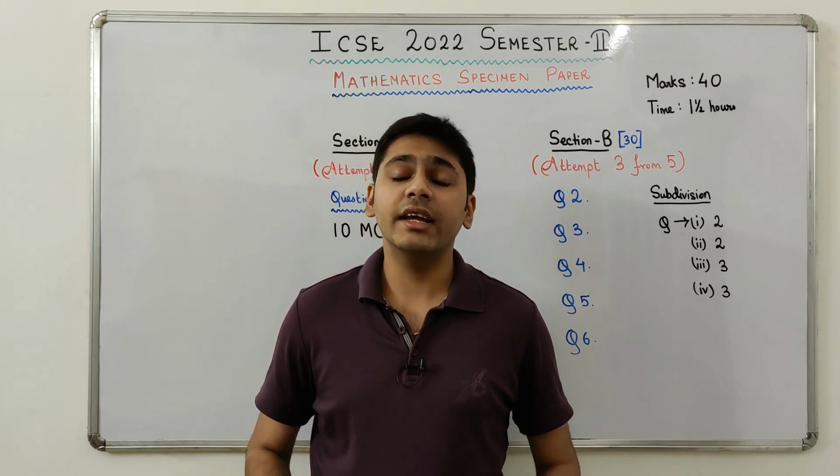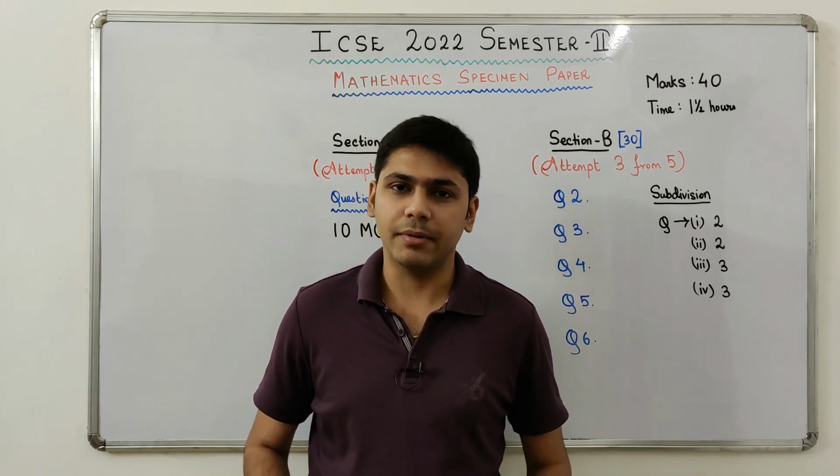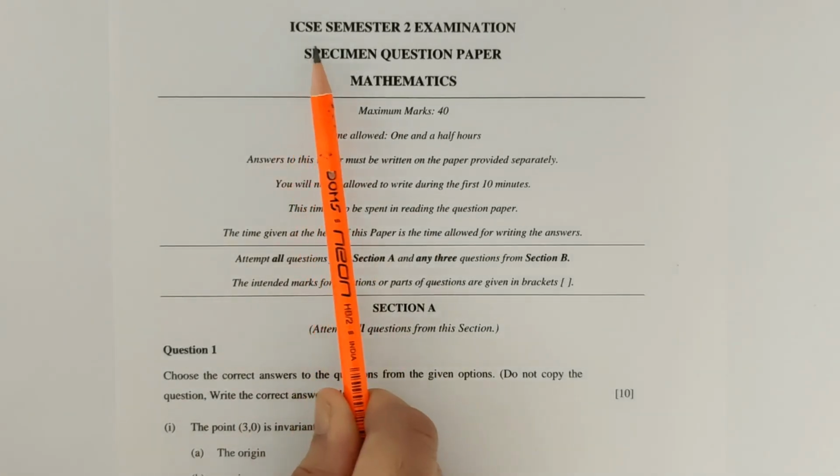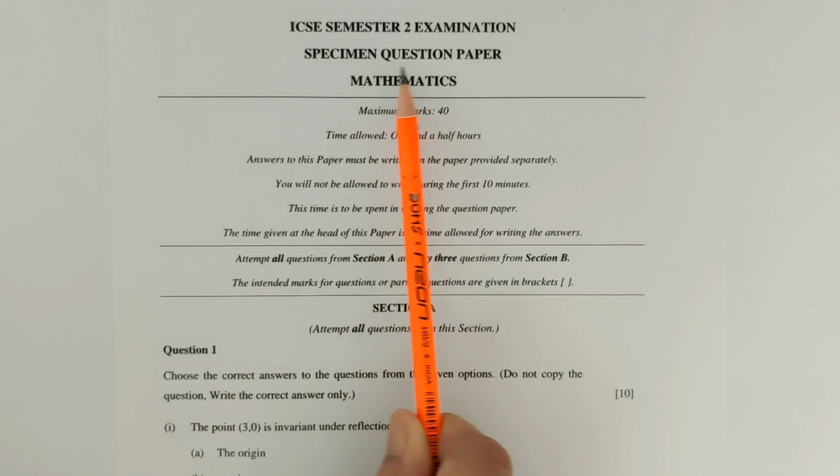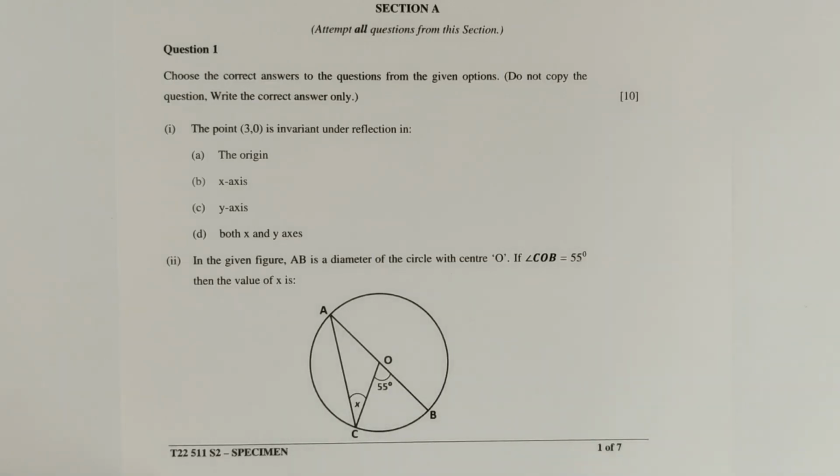Now we will move on to the solutions of the specimen paper. So guys, over here we have the ICSE Semester 2 examination specimen question paper for mathematics. Here are all the instructions, you can read them yourself. You have to attempt all questions from section A and any 3 questions from section B. So we will begin with section A. Question 1. You have to choose the correct answers to the questions from the given options. That means MCQs.